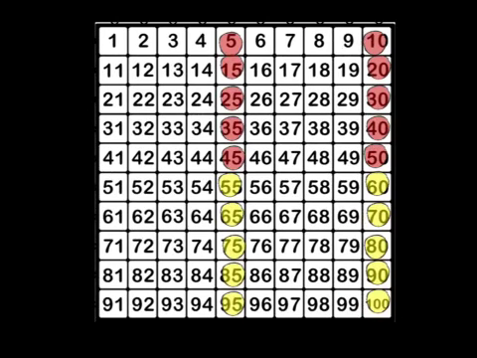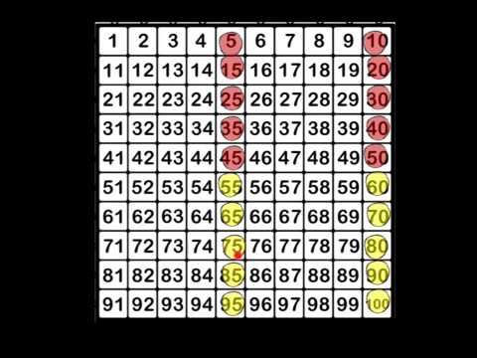Okay, well done. Next one. This is skip counting in fives. Okay, let's go. 5, 10, 15, 20, 25, 30, 35, 40, 45, 50, 55, 60, 65, 70, 75, 80, 85, 90, 95, 100. Remember that we noticed this pattern last time.